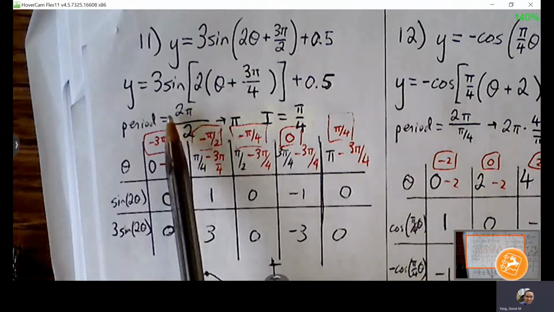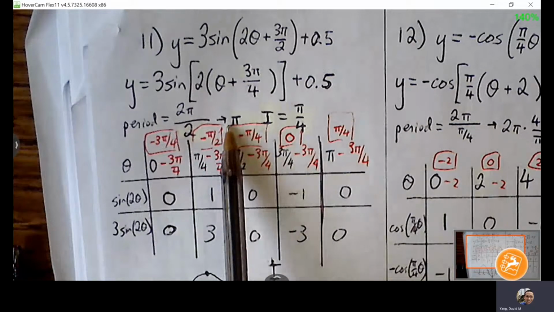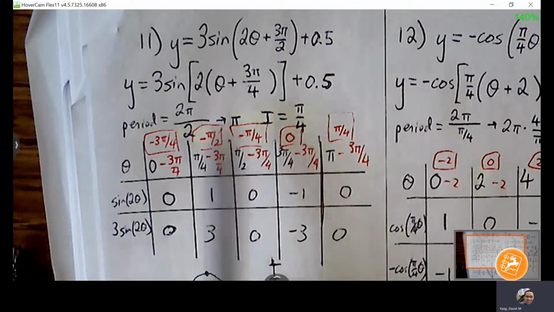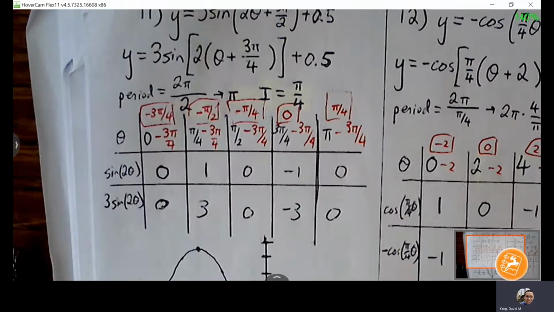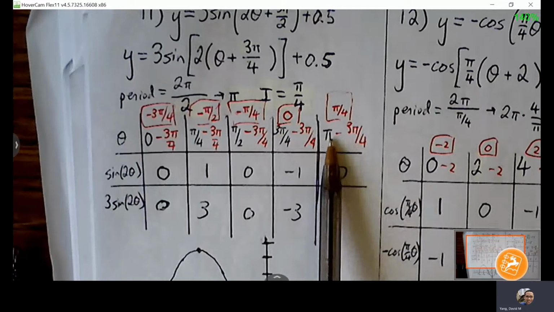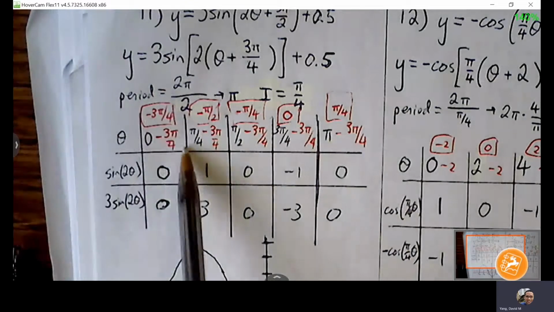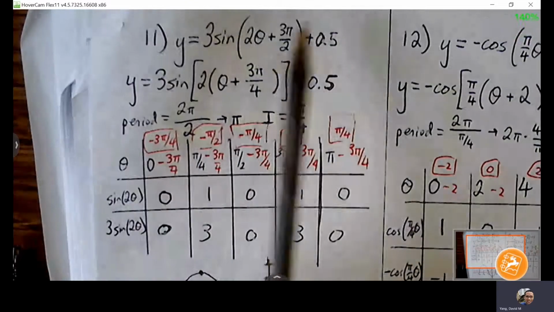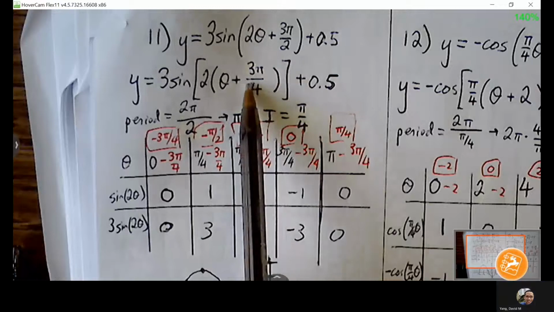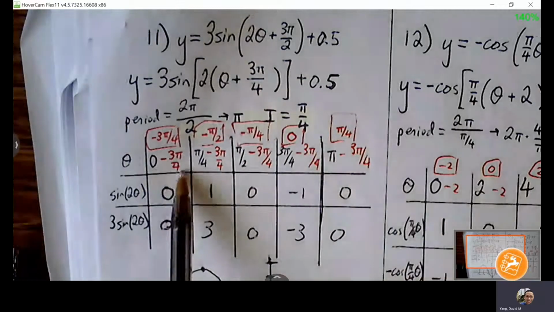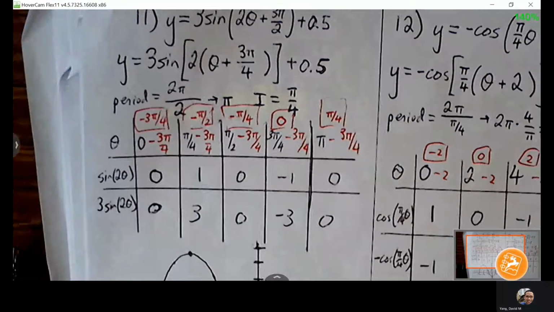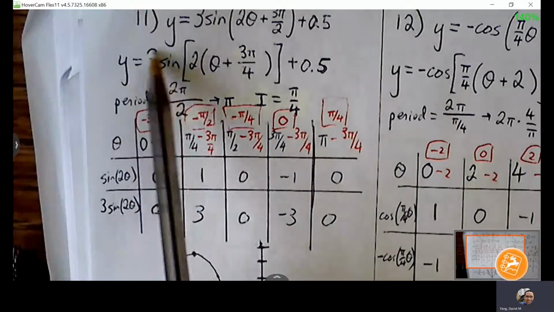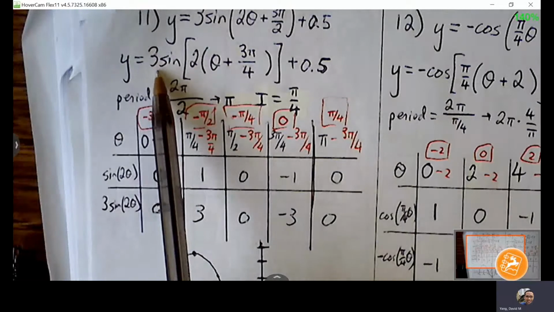Okay, once we have that, our period is 2 pi over 2, which reduces to be pi. Interval is pi over 4. Start at 0, and you start building your increment intervals until you reach your pi, or the length of your period. And then we can look at the phase shift, which is 3 pi over 4. Plus, that means we have to shift everything left 3 pi over 4. So I subtract everything by 3 pi over 4. My y value has been adjusted with a new amplitude of 3.